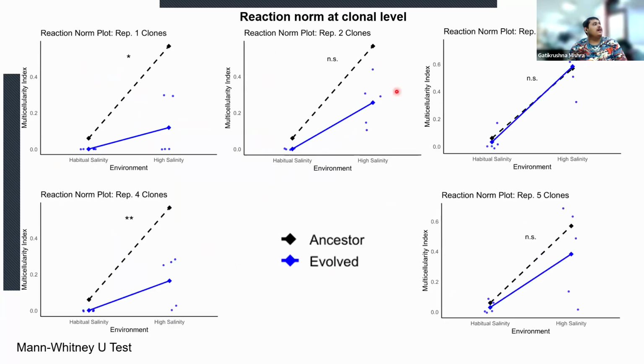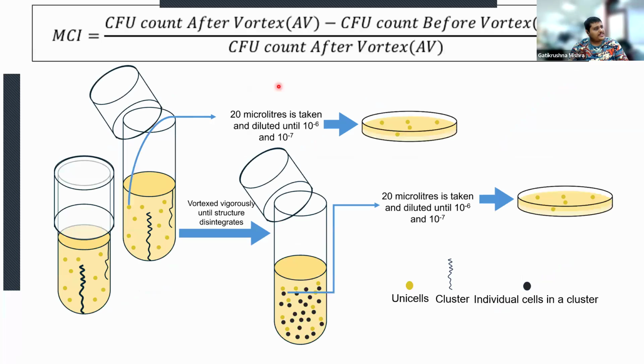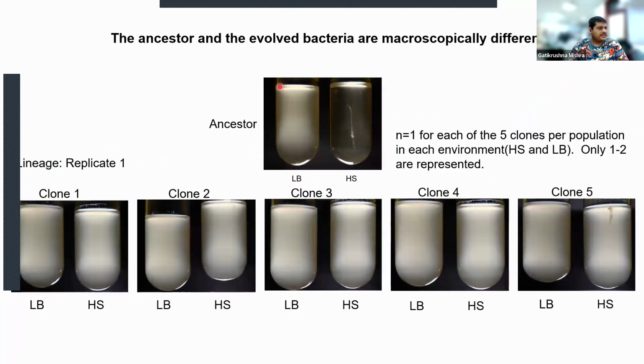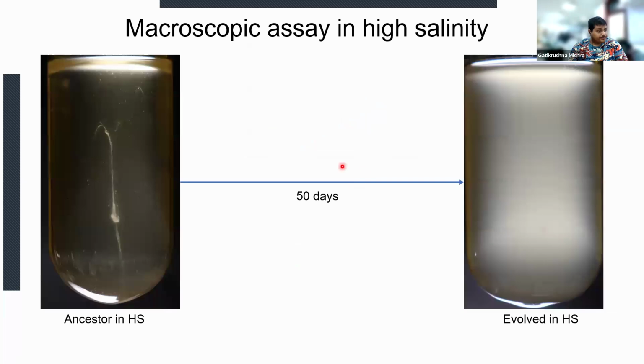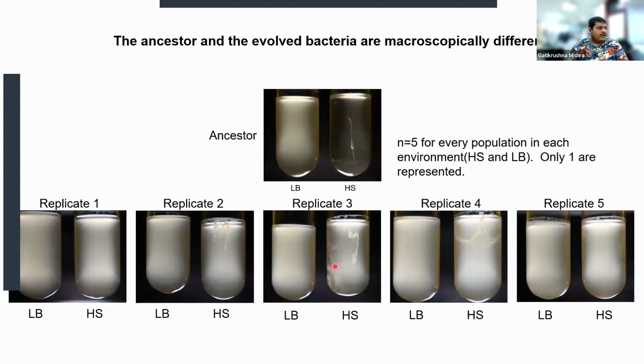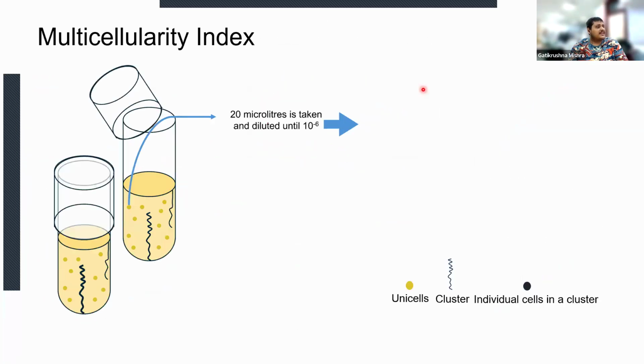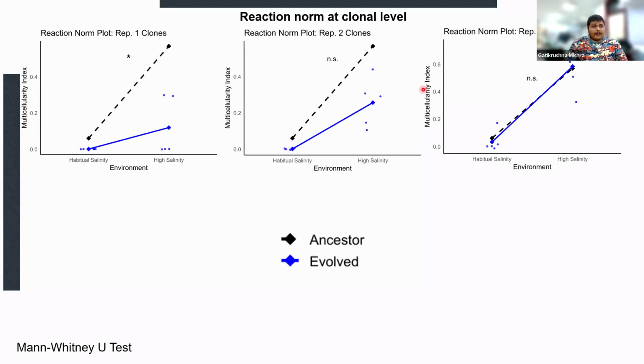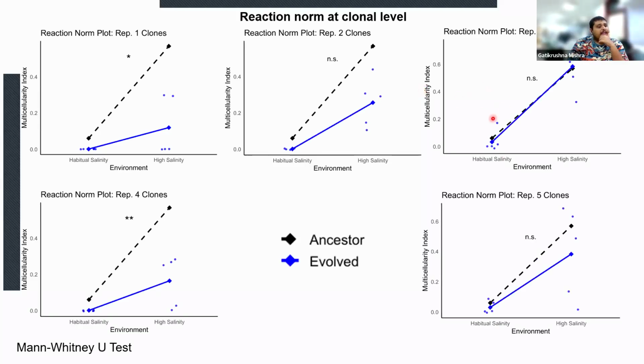So using such an assay, we tried to plot reaction norms, where these are the clones of all the replicates. We could see that in replicate 1 and replicate 4, there was a significant difference in slope in the evolved strain as compared to the ancestor. That means, except for replicate 2, 3, and 5. But in terms of macroscopy, you can see that there's a significant difference in how they are growing in the high saline environment, ancestor versus the evolved. But we could not see that stark difference in terms of multicellularity index reaction norms.